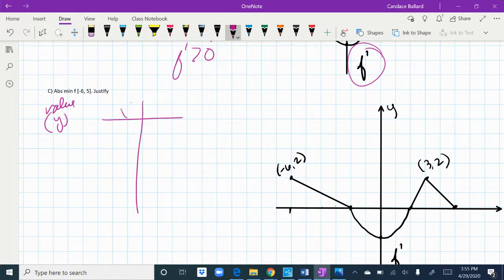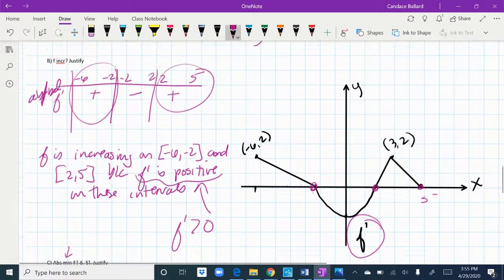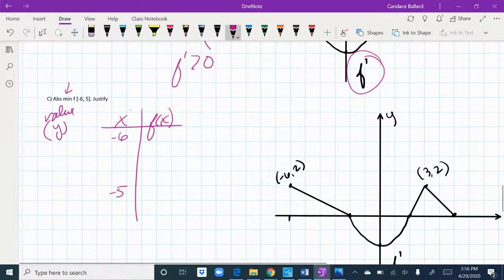I have to pick my endpoints, so I know -6 and -5. There's kind of good news. It said minimum, right? So that means I already can kind of know what the minimum is. I have a candidate for the minimum here. I know that this is increasing to decreasing, so that would have to be a max. So I do not have to test -2. I only need to test +2. So I'm only going to put +2 in there. Okay, so it's kind of a nice little shortcut.